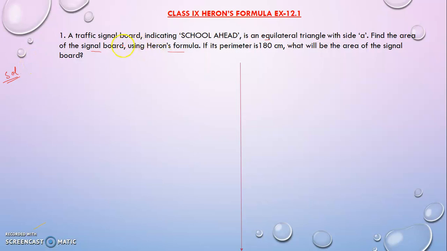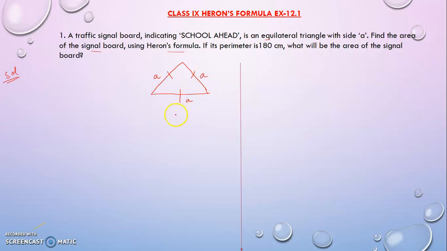It is saying a traffic signal board which is indicating school ahead is an equilateral triangle with side A. So what is an equilateral triangle, students? By this time you should be very thorough with these basics. An equilateral triangle is a triangle which has all three sides equal. Let me draw an equilateral triangle. So this is an equilateral triangle, all three sides are equal. This sign shows that all the three sides are equal. So what is the side given to us? Side is given to us as A. So this is A, this has to be A and this has to be A.